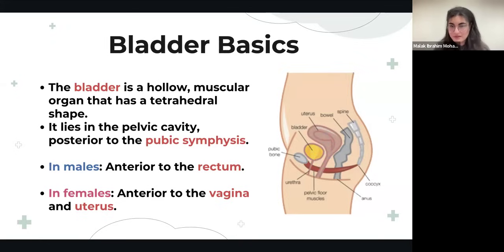Now, since the males obviously don't have a uterus, it would be located directly in front of the rectum, which is over here. So this is the rectum, and your bladder would be located right in front of the rectum. However, in females, it's located in front of the uterus and the vagina, and then behind the uterus and the vagina, you would have your rectum.